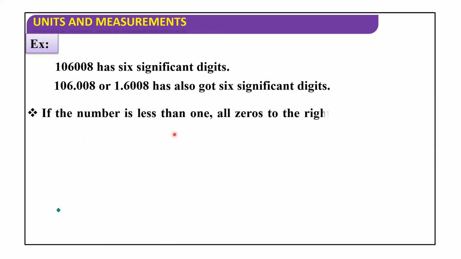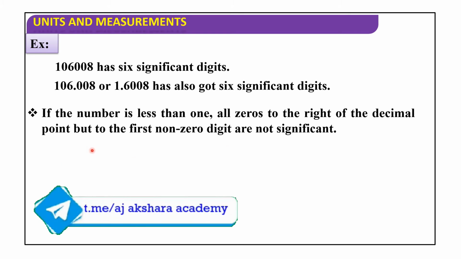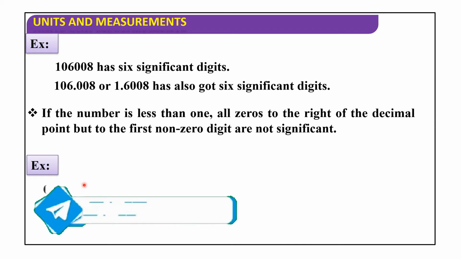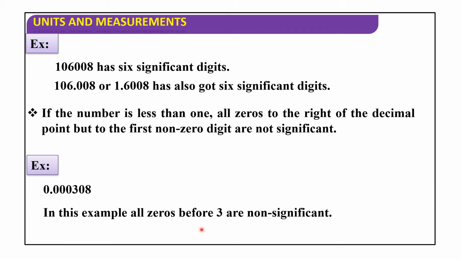So, if the number is less than 1, all zeros to the right of the decimal point but before the first non-zero digit are not significant. Let us see this example. 0.000308. In this example, all zeros before 3 are non-significant. Here before 3, these zeros are non-significant. Okay.